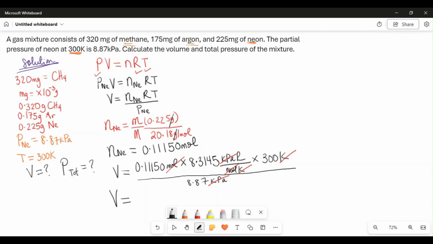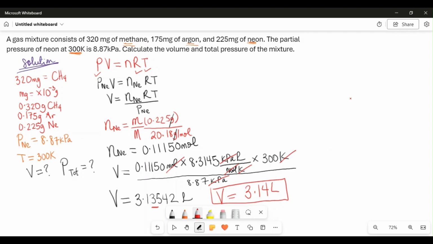So we have 0.01115 times 8.3145 times 300 Kelvin divided by 8.87 kilopascal. Please do it in your calculator as well. That's going to be 3.13542 liters, which, since we've been given everything in three sig figs, means the volume is going to be 3.14 liters. So we've been able to do half the question.